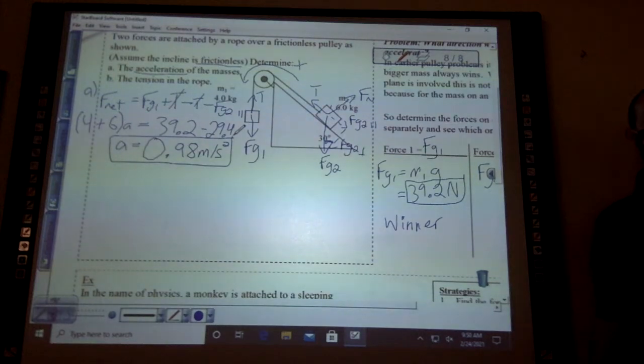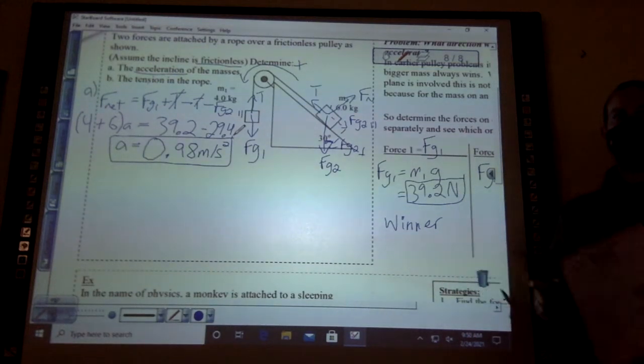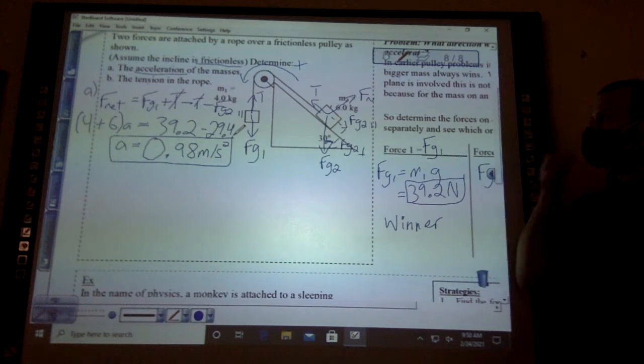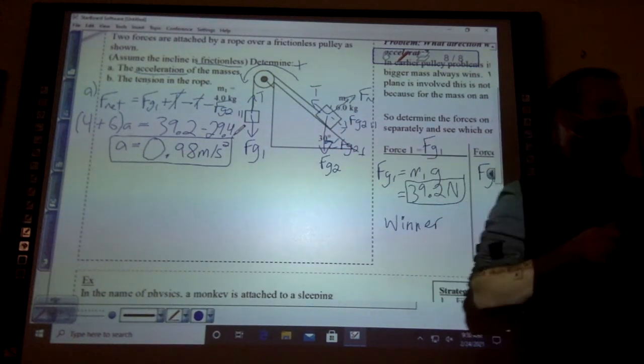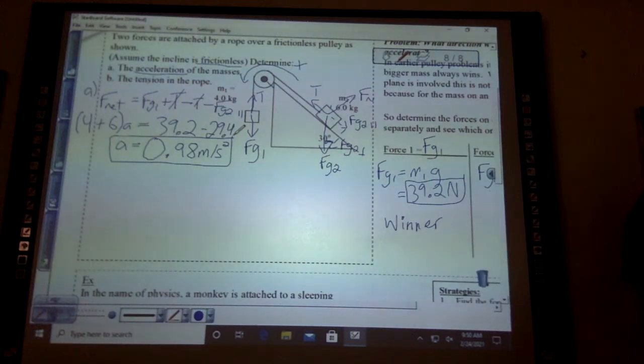Yeah? So it's not because of friction, so that's a good question. Why is the lighter mass going down in this case? And I'll throw it back out to the class. Why is the lighter mass going down and not the heavier mass? What do you think?